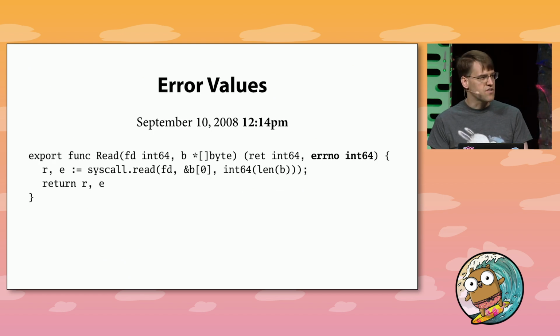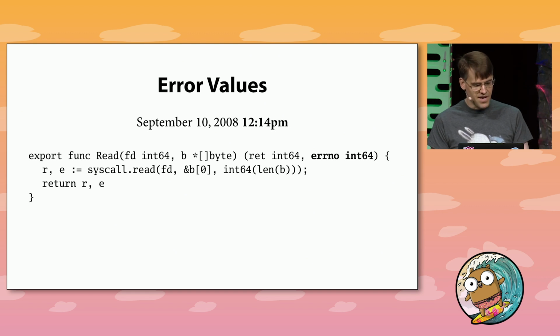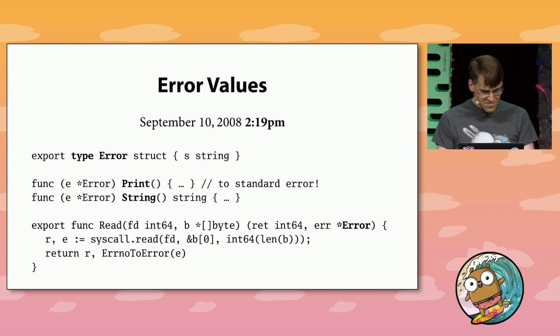Error values had to start somewhere. Here's the read function from the first version of the OS package. There was no file type yet, and also no error type. Read and the other functions in the package returned errno int64 directly from the system call. This code was checked in on September 10th, 2008 at 12:14 p.m. And like everything back then, it was an experiment, and things changed quickly. 2 hours and 5 minutes later, we had a new API.